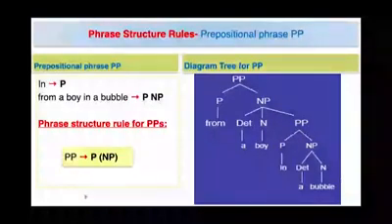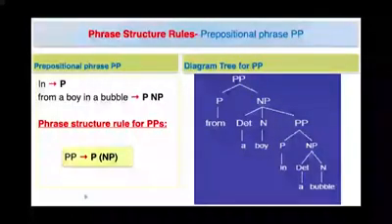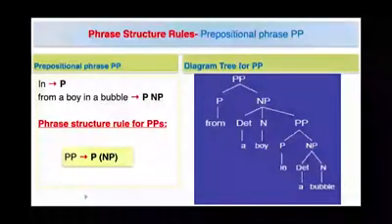Again, we are going to see this in recursion as well. Here a PP comes as another constituent under the noun phrase, and PP breaks into a preposition, which is in, and a noun phrase which breaks into a determiner, a, and another noun, which is bubble. I hope this is clear.